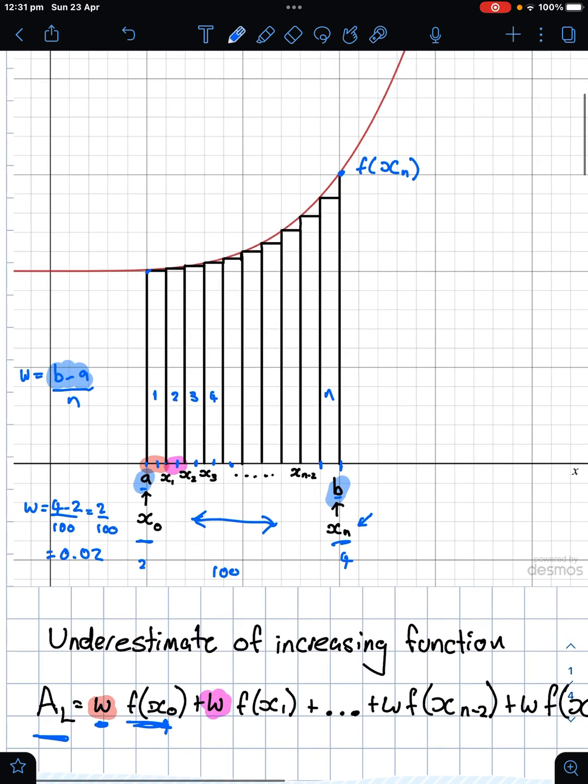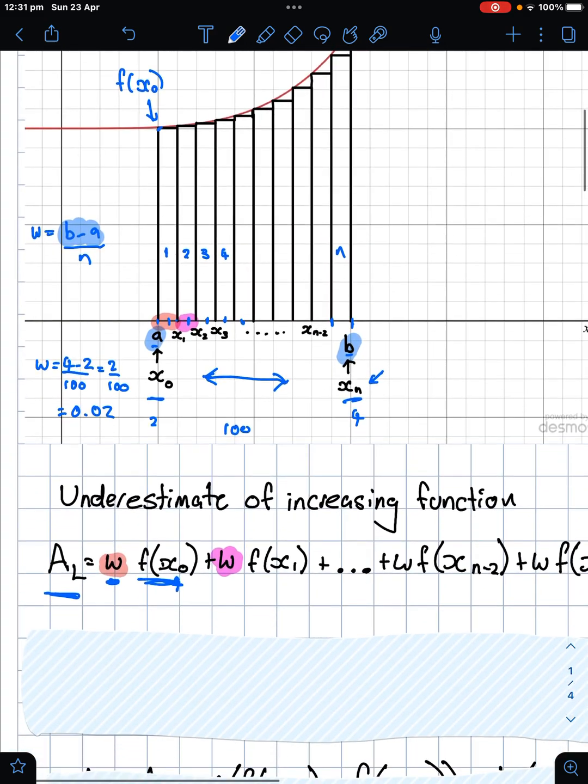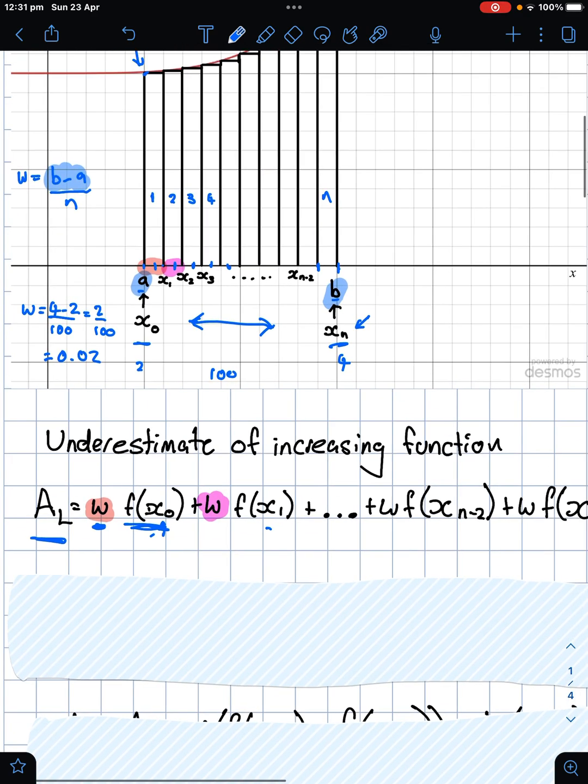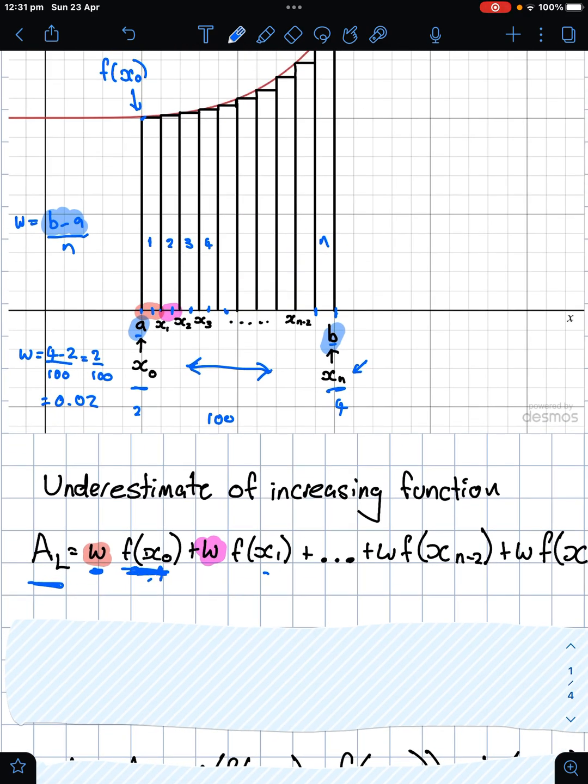We use f of x0 here for our first one, all the way up to this value here, which is f of xn minus 1, which means the interval before that. Okay, so that gives us this term here. So we have the width times each y coordinate. So this is the height here, these values here.